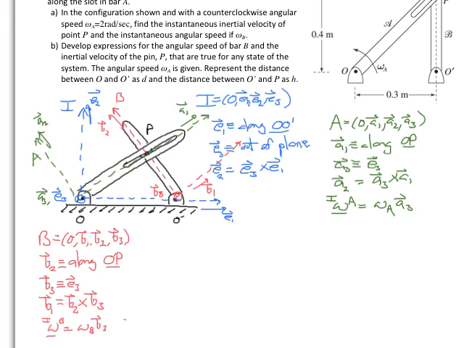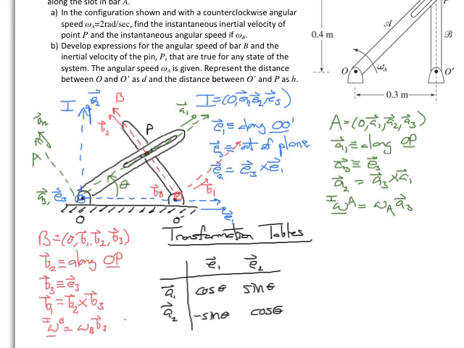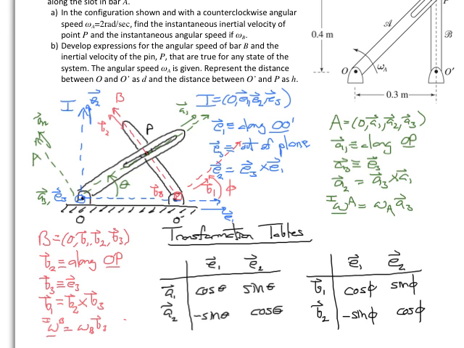Finally, let's add our transformation tables. And here we see that we're relating the A frame to the inertial reference frame through an angle theta, which is counterclockwise. And for the B frame, we're relating the B frame to the inertial reference frame through a counterclockwise angle phi.